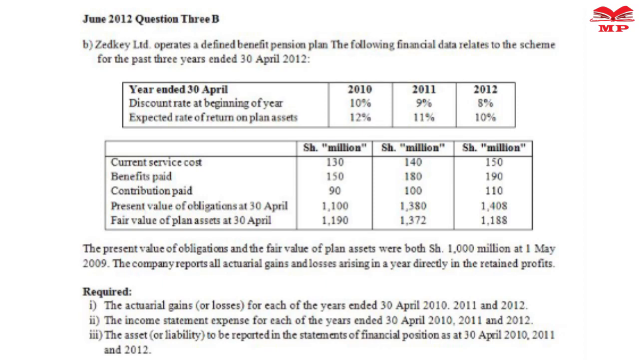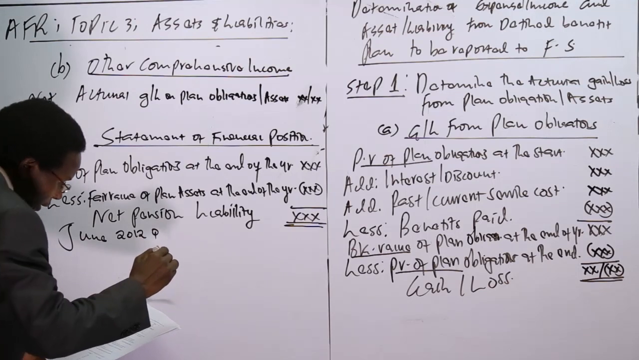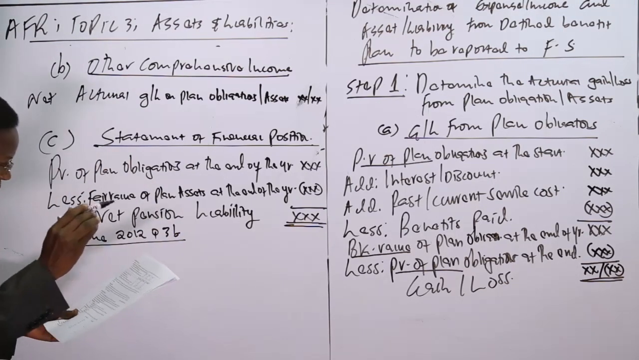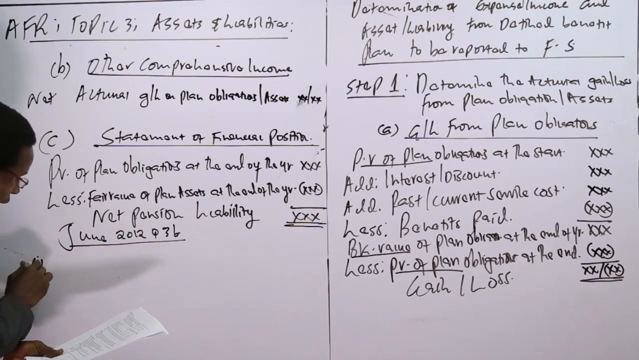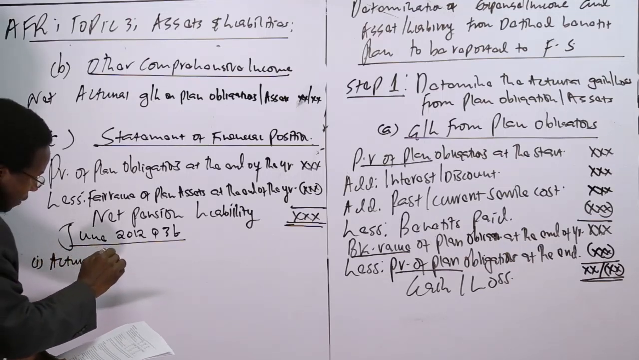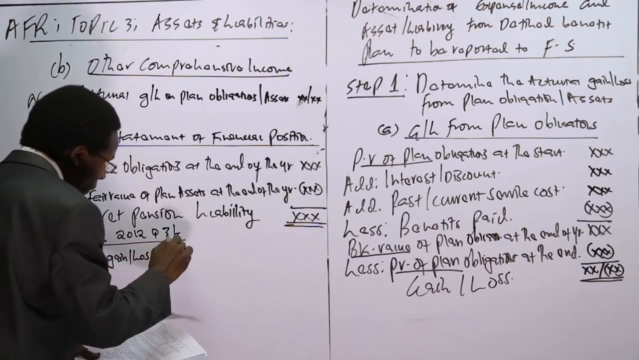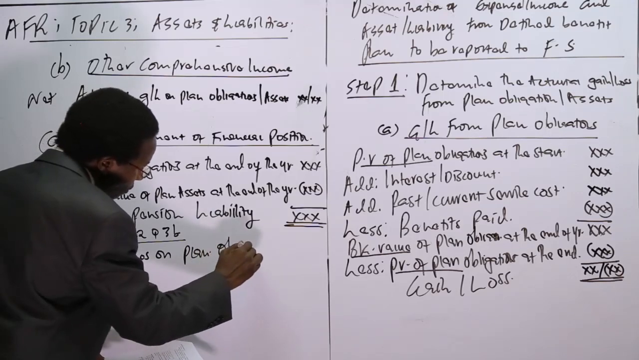We are looking at June 2012, question 3B. So we answer the first one, Roman 1. We are looking for the actuarial gains or losses on plan. Let me start with the plan obligations.